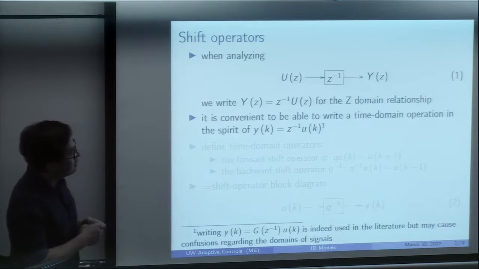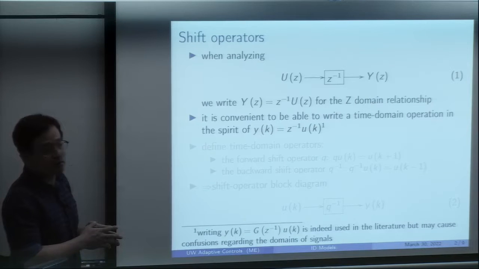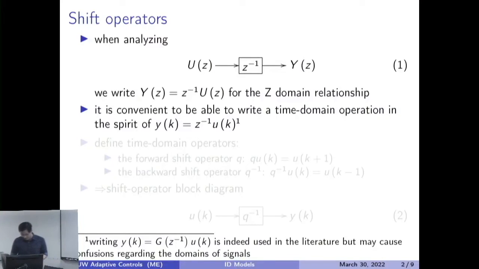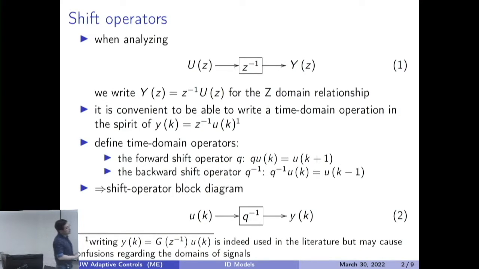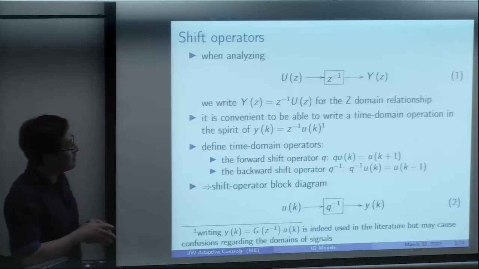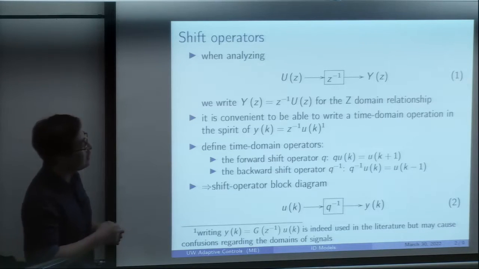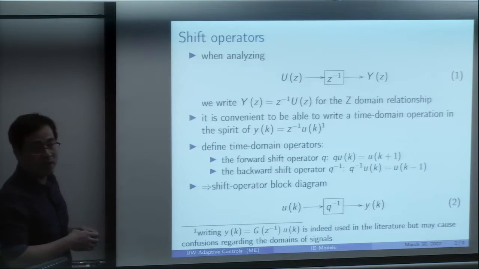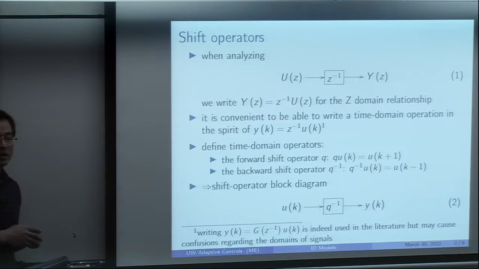But the formal way to relate time domain signals is a technique called shift operators. The shift operators are entirely defined in time domain. We use Q to indicate a forward shift. So Q times u_k is u_{k+1}. And the backward shift is Q inverse. Q inverse times u_k is u_{k-1}. We define it this way. So Q is the time domain shift operator, and it's perfectly fine to do Q times u.